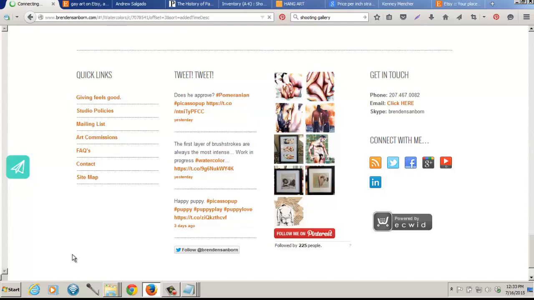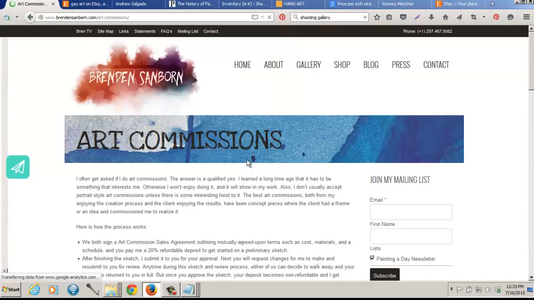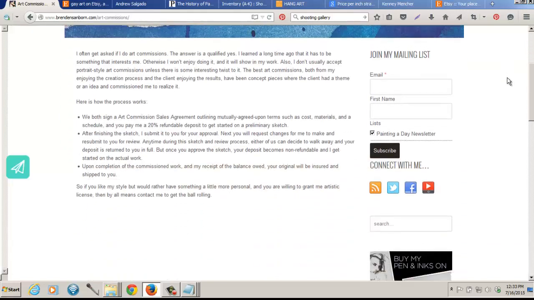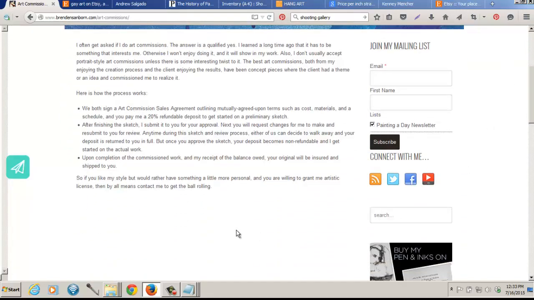Now here's the other deal about pricing. He has his policy on commissioning work, and it's slightly different than mine, and you might want to emulate Brendan's commissions, his idea about it. He's a little bit more strict than me. He wants a 20% refundable deposit once he starts a preliminary sketch, and then he submits it for approval. I don't like doing all of that. I just want to make it, and if they like it, they like it. If they don't, then I just don't charge them for it. But that's totally fine with me, but I also insist that I be able to pay for it myself.